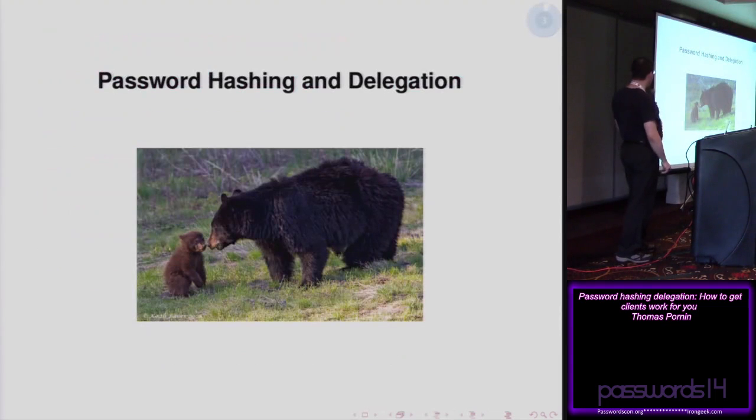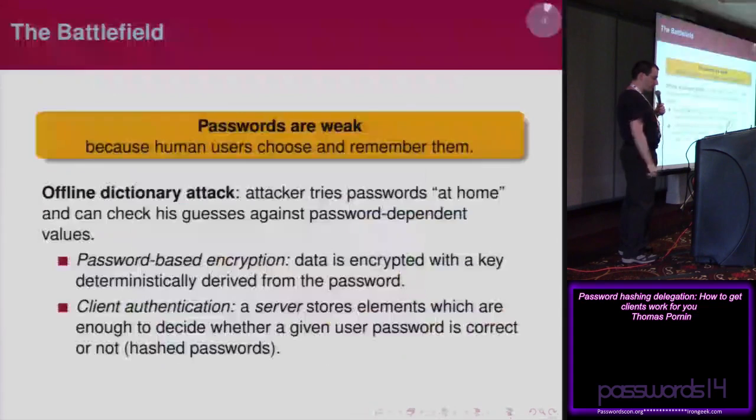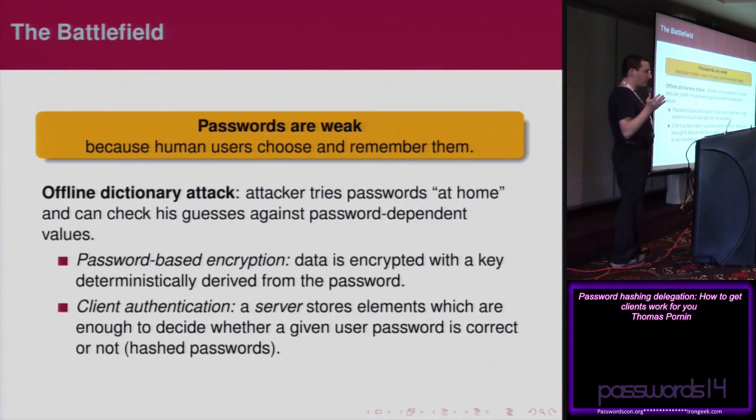So, password hashing and delegation. Normally, you should already be aware of what we are talking about. We're talking about passwords, and the problem with passwords is that they are chosen and remembered by humans, and humans are not good at choosing good passwords or remembering them. So there are two main scenarios where an attacker could get something to run an offline dictionary attack. That is, the attacker could obtain a value with which he can verify on his own computers whether a potential password is the right one or not.